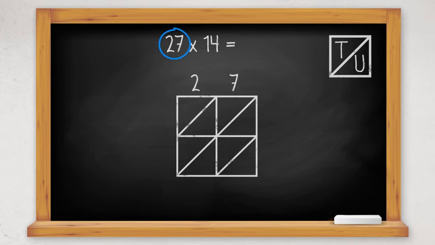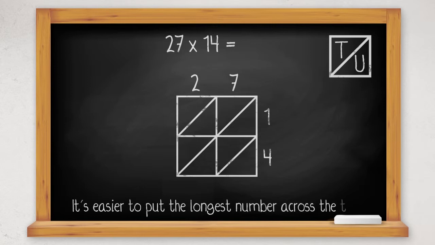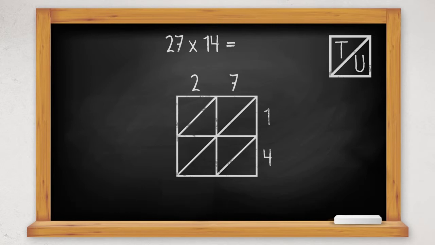2 and 7 can go along the top, and 1 and 4 can go down the side. This time they go down the right hand side of the grid. So the number goes across the top and down the side. It is usually easier to put the longest number across the top, but in this case they are both 2-digit numbers, so it doesn't matter.